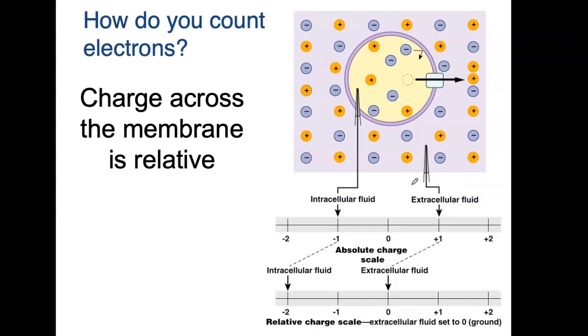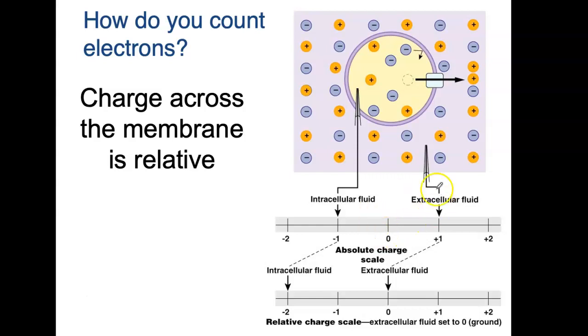How would you count these? How do you count the electrons? How do you count the charge against the membrane? Because really it's not an absolute charge. You're not counting total numbers of negative in, total number of negatives out, and then making a difference. You're going to set one of those as 0.